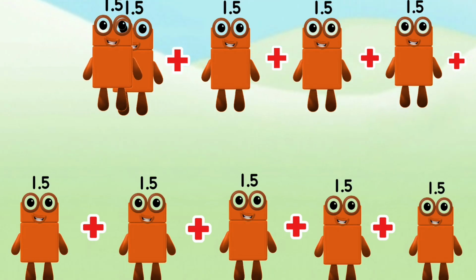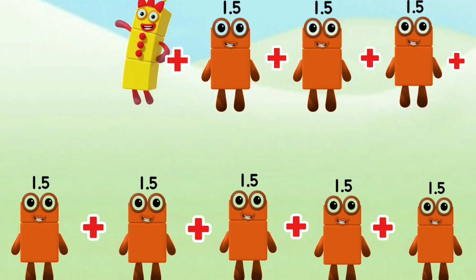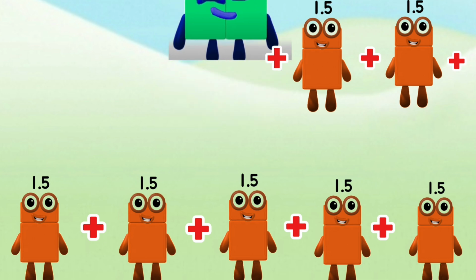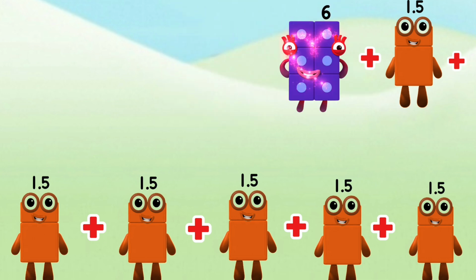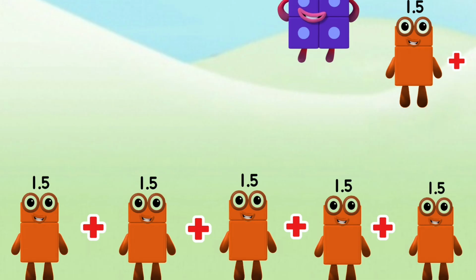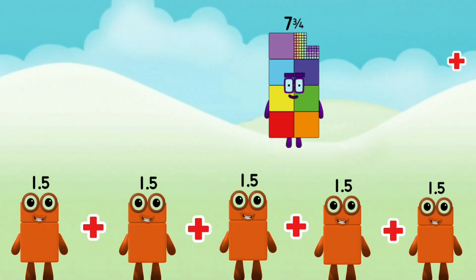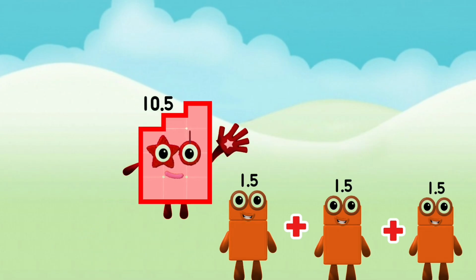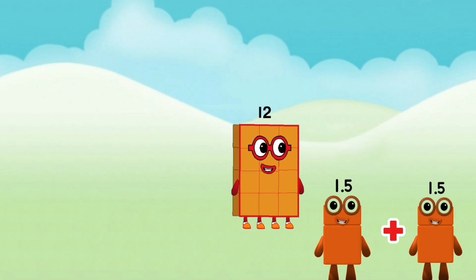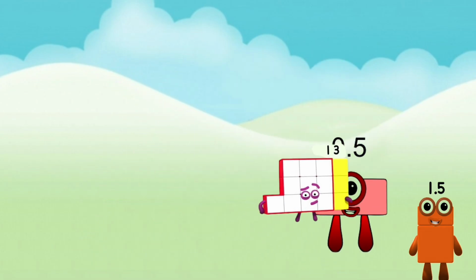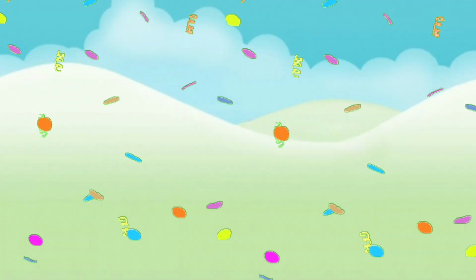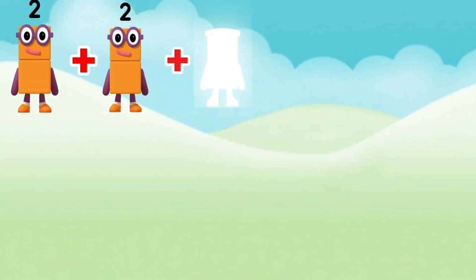Alright, next we repeat, adding 1.5 ten times. 1.5 plus 1.5 equals 3. 3 plus 1.5 equals 4.5. 4.5 plus 1.5 equals 6. 6 plus 1.5 equals 7.5. 9. 10.5. 12. 13.5. Last, 15.